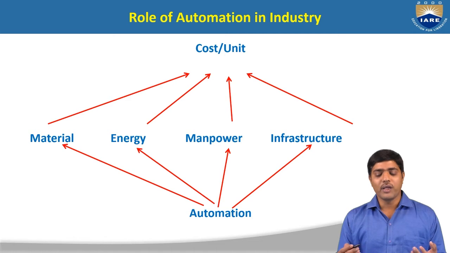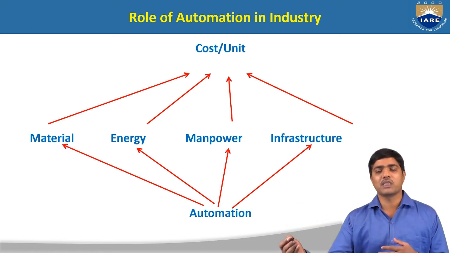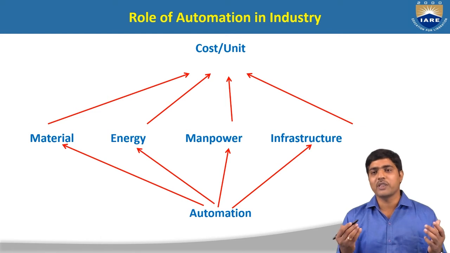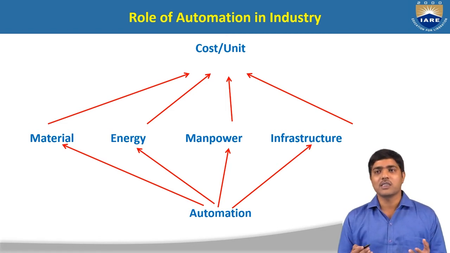Here, when you have automated the industry, there is no need of much manpower. Human beings are required only at certain places: at the time of feeding the material, at the time of inspection, and at the time of final product checking. So the manpower is required only for quality purposes, inspection, and feeding the material. Compared to the manual operation of the industry, automation can eliminate the human intervention. So that is also going to affect the cost per unit.